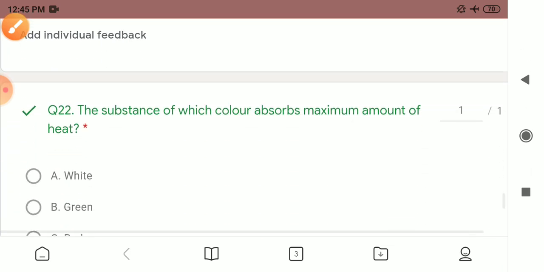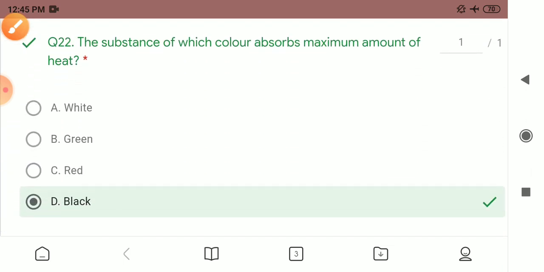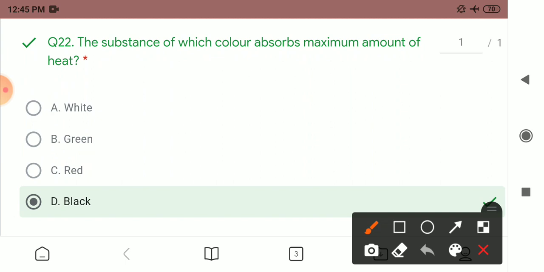Next is 22nd number. The substance of which color absorbs the maximum amount of heat? Which color absorbs the maximum amount of heat? The options are white, green, red, or black. So here your answer is option D, that is black. As we had seen in the chapter, black color clothes absorb more heat as compared to clothes of other colors. So here your answer is option D, that is black.